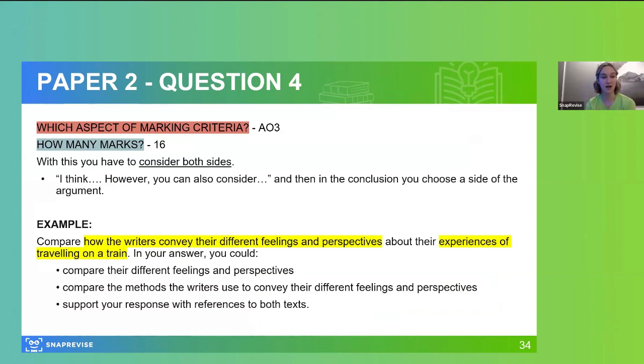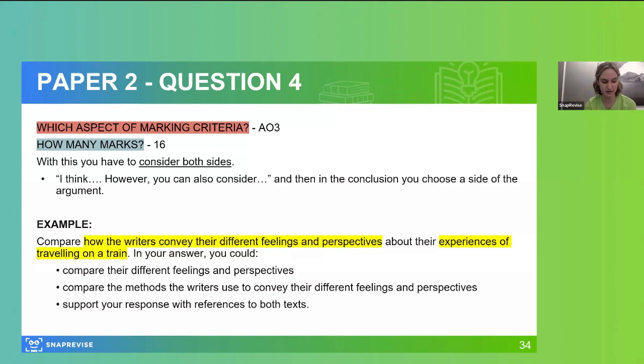So an example question would be: compare how the writers convey their different feelings and perspectives about their experiences of traveling on the train. In your answer, you could compare their different feelings and perspectives, compare the methods the writers use to convey their different feelings and perspectives, and as ever, support your response with references to both texts.